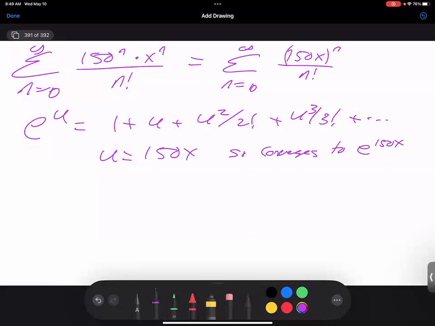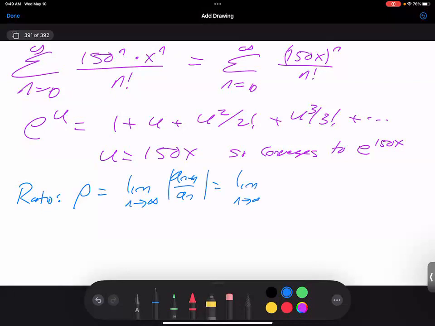So one way to solve this problem is to just note that I'm taking the series expansion for e to the u, which converges for all inputs, and just putting in u equals 150x. You could try to do the ratio test. If I do the ratio test, I'm going to get rho is the limit as n goes to infinity of a_(n+1) over a_n. So it's going to be 150 to the n plus 1, x to the n plus 1 divided by (n plus 1) factorial, over 150 to the n, x to the n over n factorial.